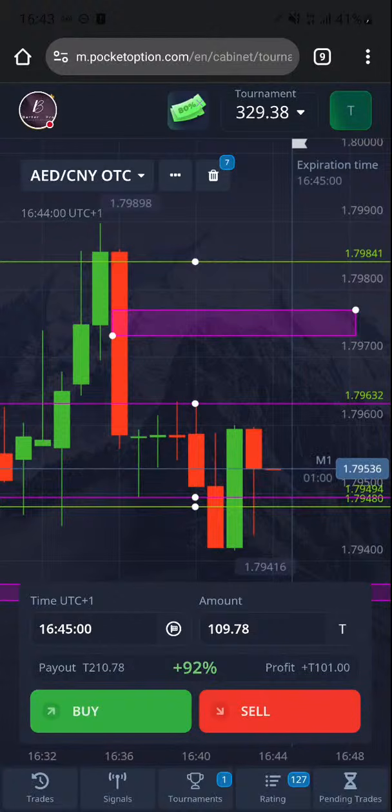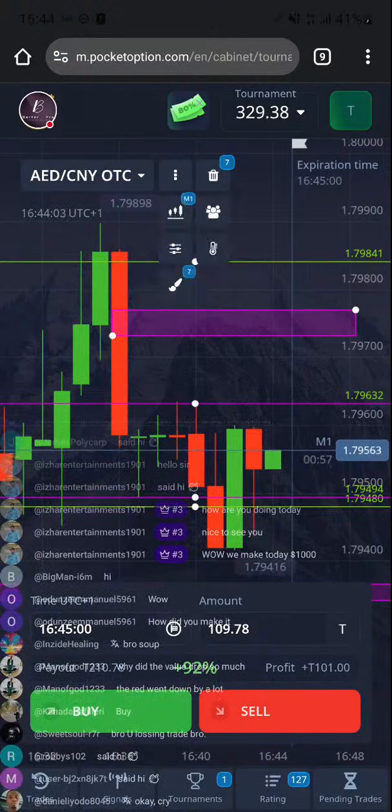Now we don't have the breakout with this candle, so we cannot do anything right now. We just have to wait.